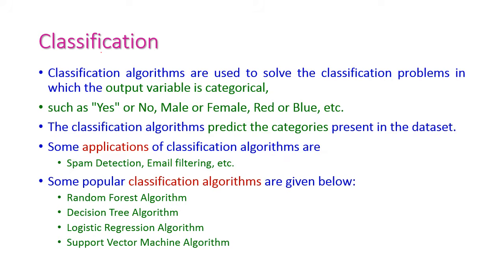The first type of supervised machine learning is classification, and these algorithms are used to solve classification problems. A classification problem means a defined set of classes are there.